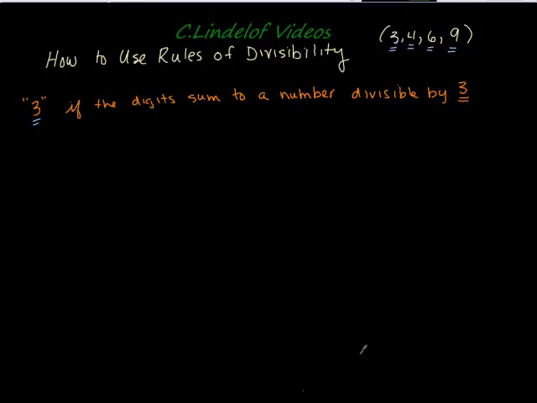Rules of divisibility are used for us to decide, when we're asked, is a number divisible by 3? It means, does 3 go into that number evenly, that is, with no remainders left over. We're not trying to answer the question, what is this number divided by 3, but does 3 go into it evenly? Then we follow these rules.